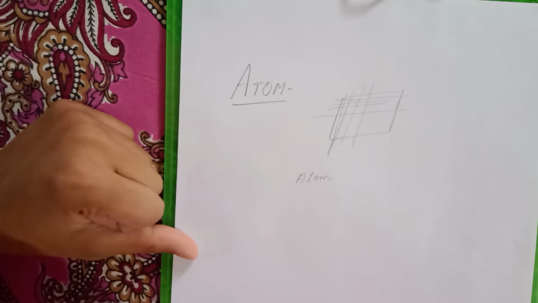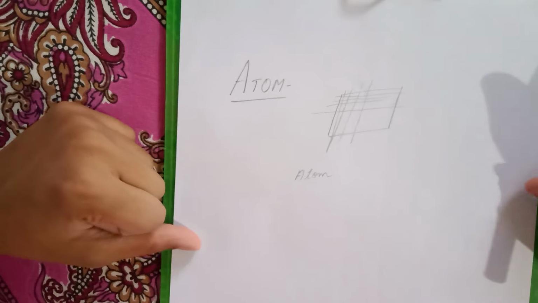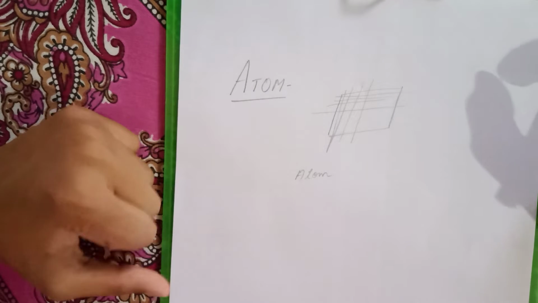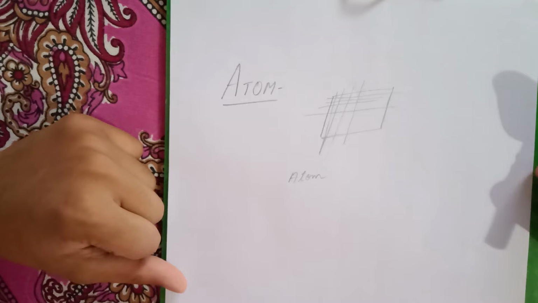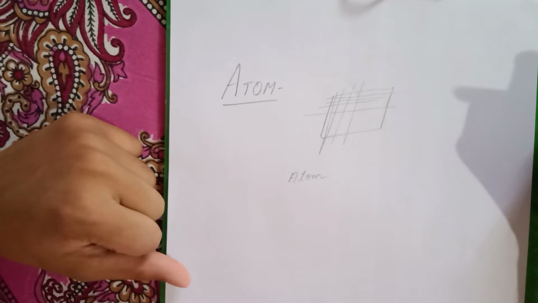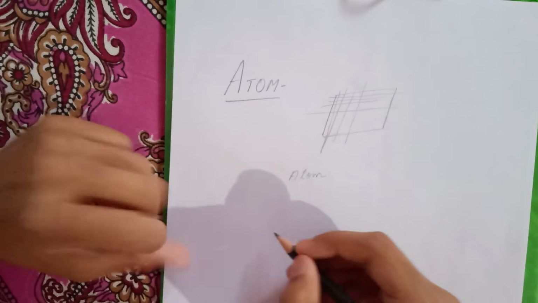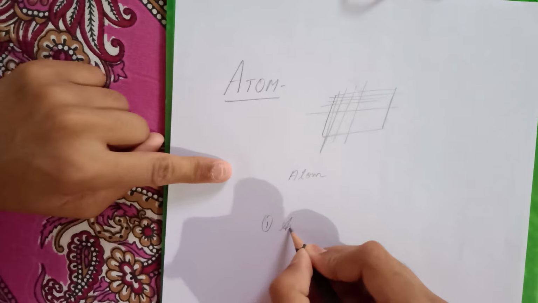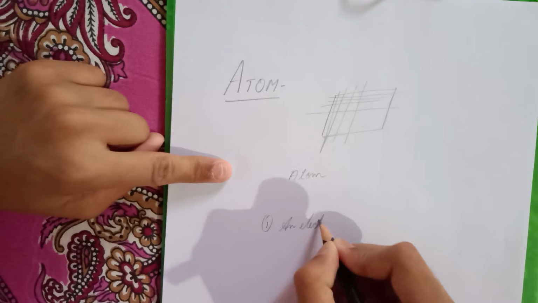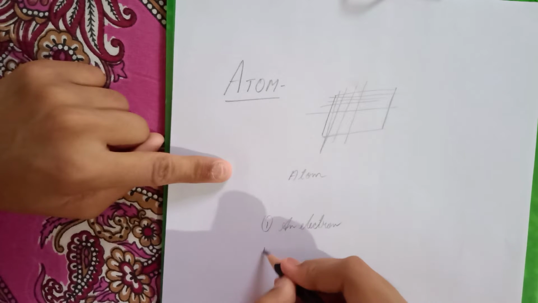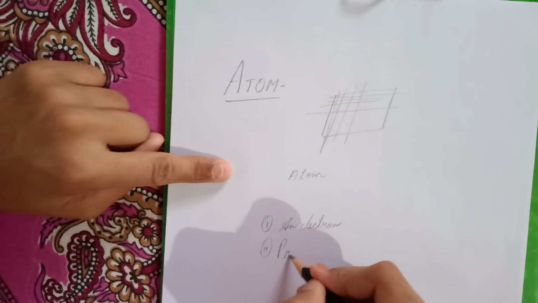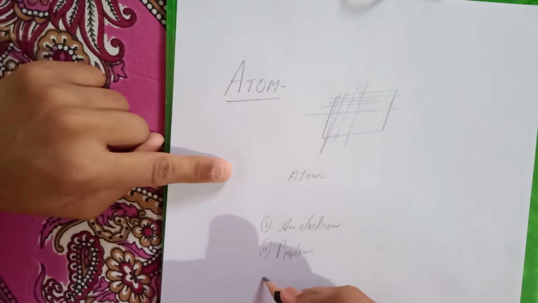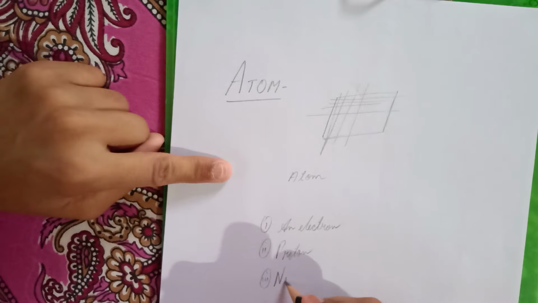An atom is made up of three subatomic particles, because earlier people said that an atom is indivisible, but later we found out that an atom is also divisible. An atom is made up of three things. First, an electron; second, proton; and third, neutron.